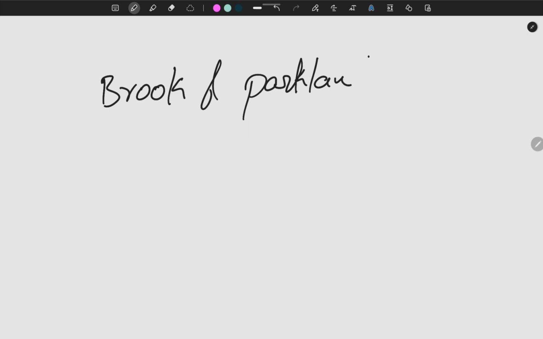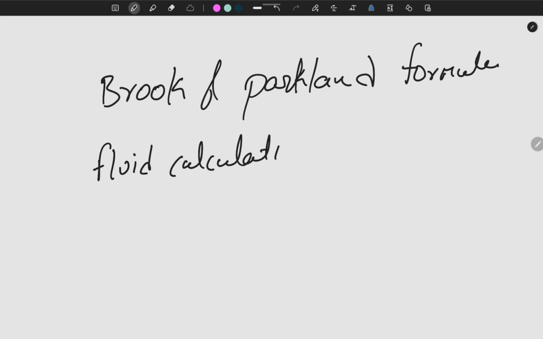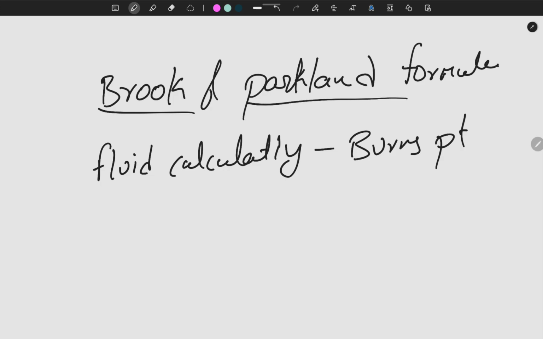So the next one is Brooke and Parkland. So Brooke and Parkland formula. So this formula we can use for the fluid calculation. So fluid calculation in the burns patient. So in the case of a burn patient, we can use the Brooke and Parkland formula.